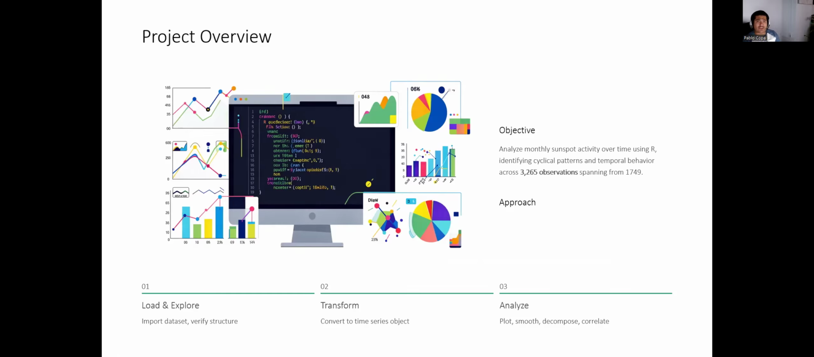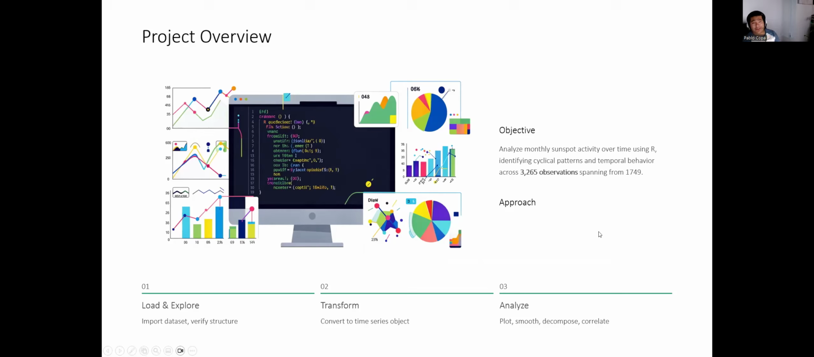The reason I used this structure was to move step by step from basic data understanding to deeper analysis. I didn't begin directly with graphs because I first needed to confirm that the dataset was correct. Once the data was ready, I could begin looking for patterns.